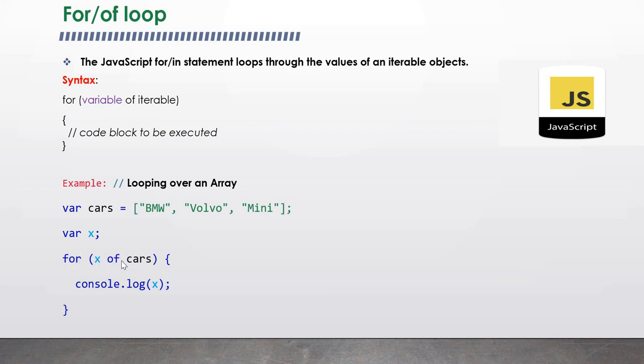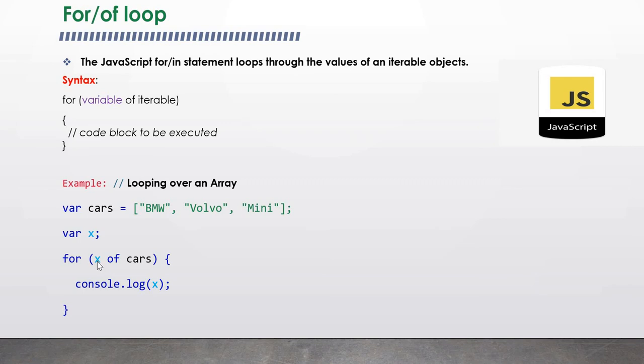So for...of, where of is a reserved word, and then your array name. Over here, your iterable is either an array or a string. In this case we're using cars as our array. Inside this, we're printing x.